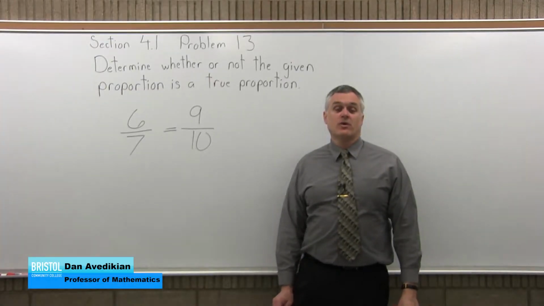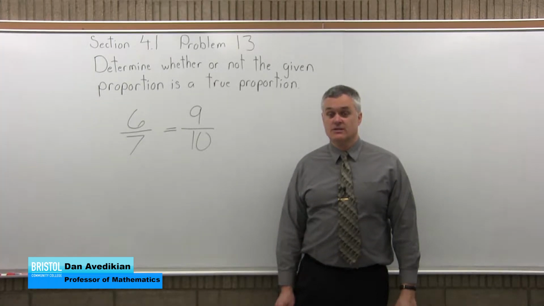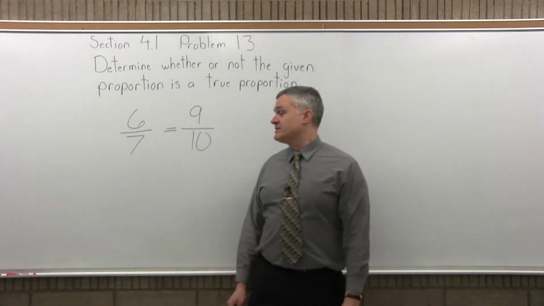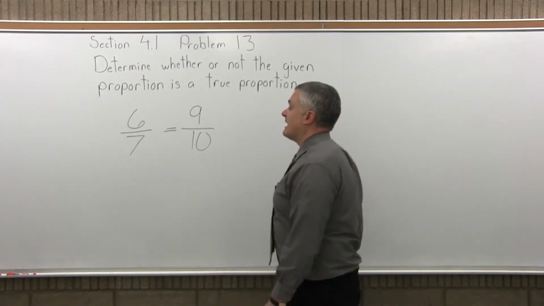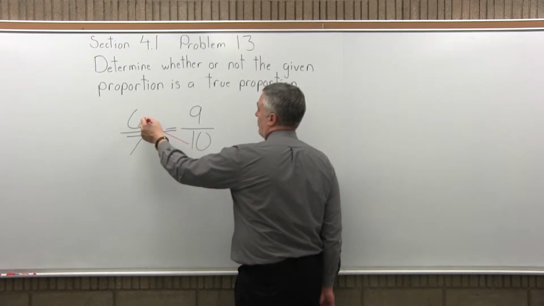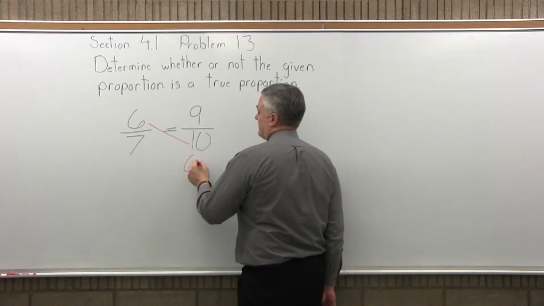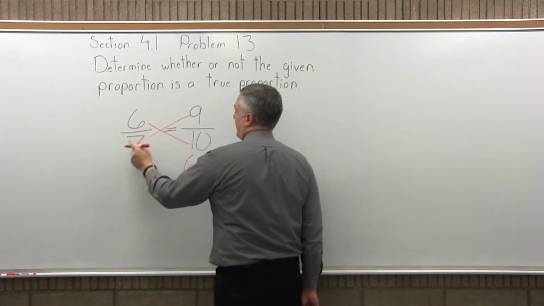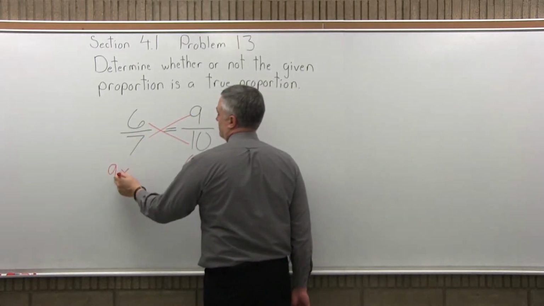This is Section 4.1, Problem 13. It says determine whether or not the given proportion is a true proportion. And we have 6 over 7 equals 9 over 10. So if that's a true proportion, if I multiply one way, 6 times 10, get the answer, it should be equal to multiplying the other way, 9 times 7.